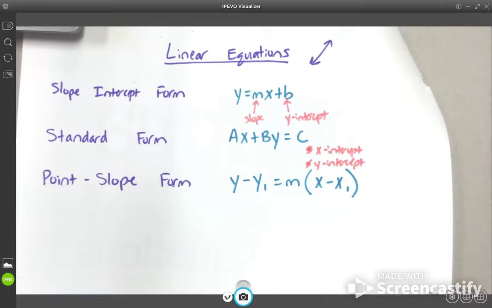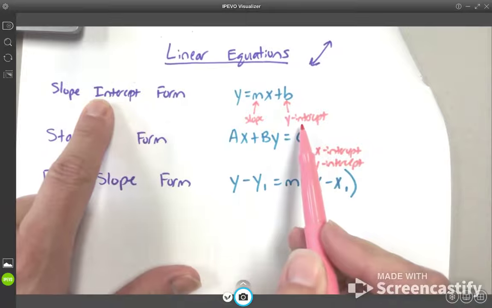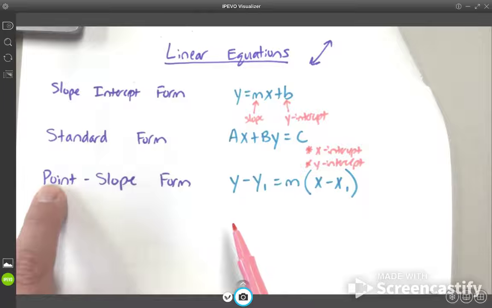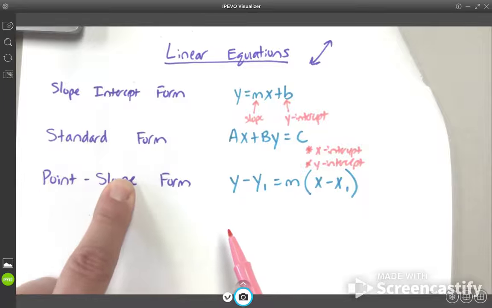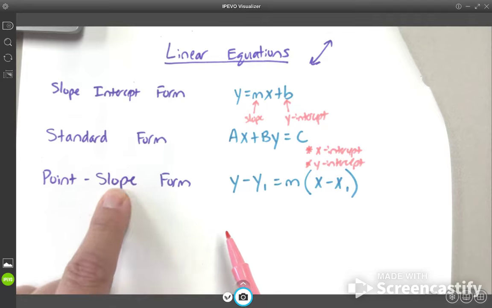Some of you already know that from things that you saw in lesson 13 and 14 in the review, but some of you didn't quite grab that yet. Point-slope form also gives you two pieces of information. If slope-intercept form gives me the slope and the y-intercept, what two pieces of information do you think point-slope gives you? A point and a slope. So it's nice because the title of it tells you what you're given.